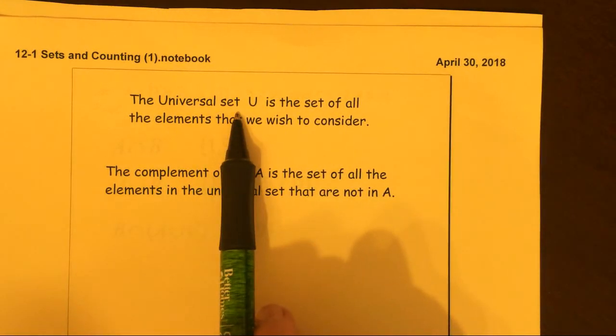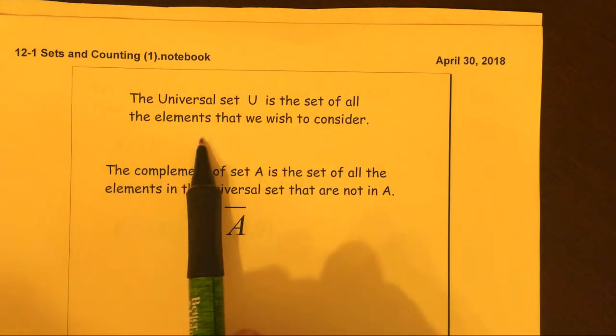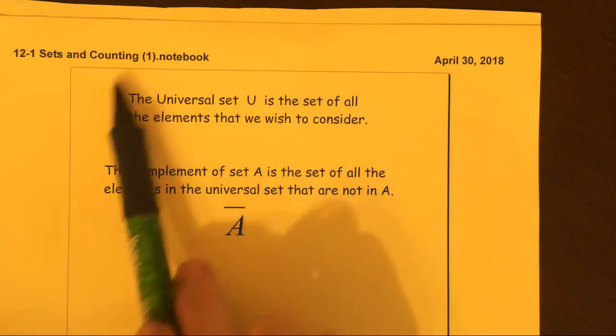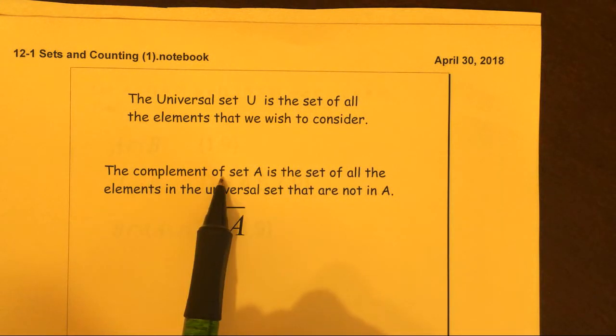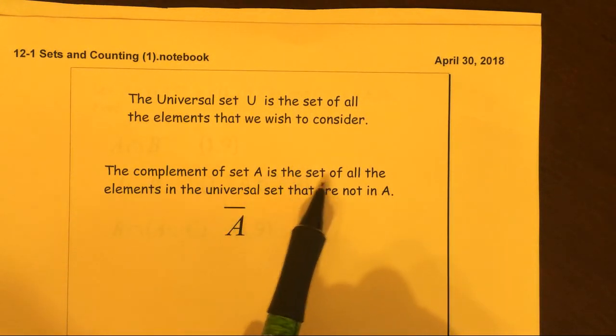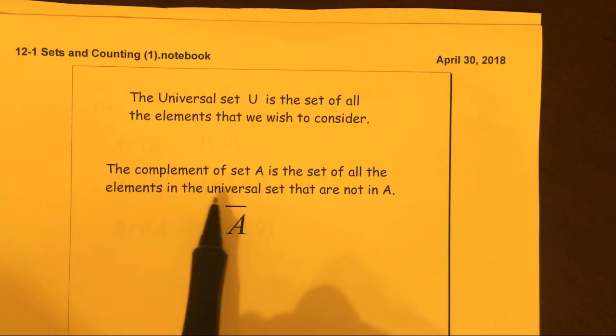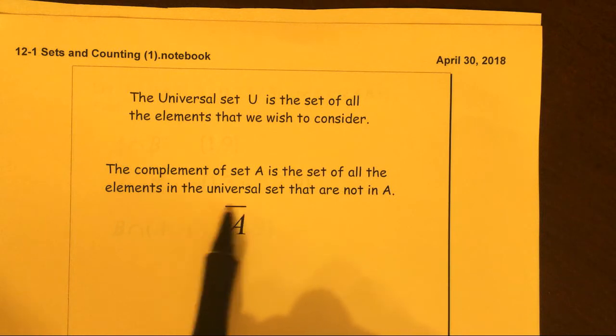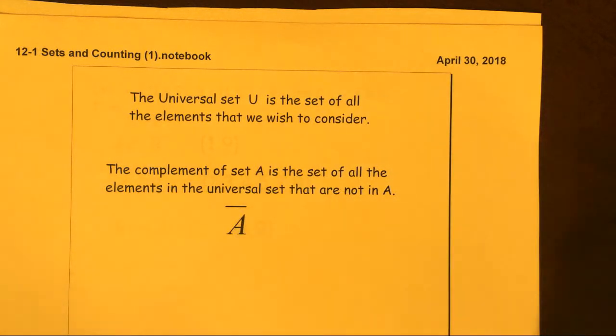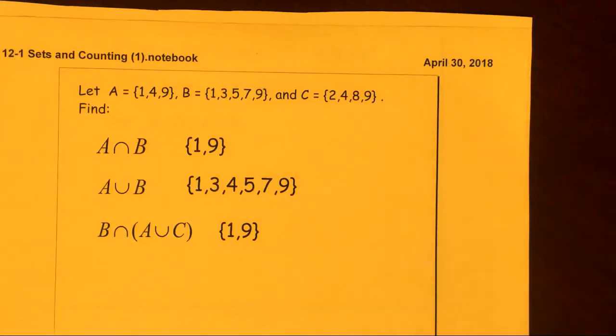The universal set, U, is a set of all the elements that we wish to consider. They will always give you the universal set in a problem. The complement of set A is the set of all the elements in the universal set that are not in A. Anytime we want to find the complement, we're going to use this little bar over the top. Okay, so let's do some examples.